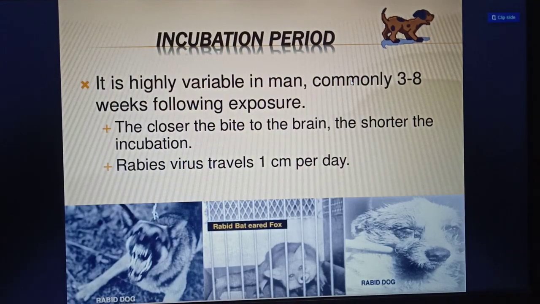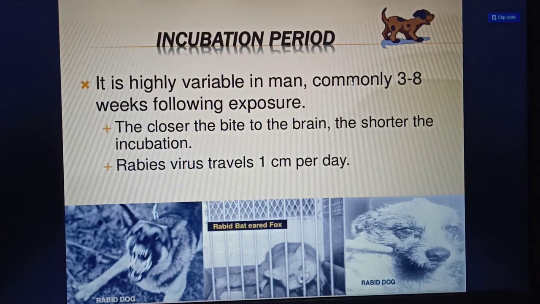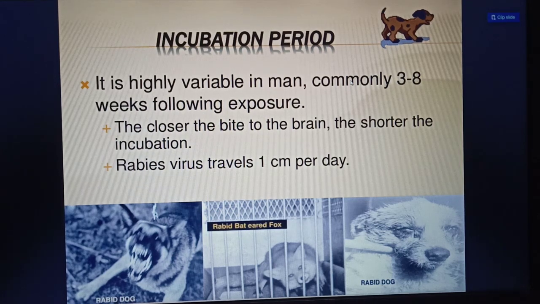The incubation period will take 3 to 8 weeks for exposure, or if it is a hard bite, it directly affects our central nervous system, and the signal is sent directly to the brain. With a shorter incubation only, the infection is transmitted. The rabies virus travels 1 centimeter per day during the transmission of infection.